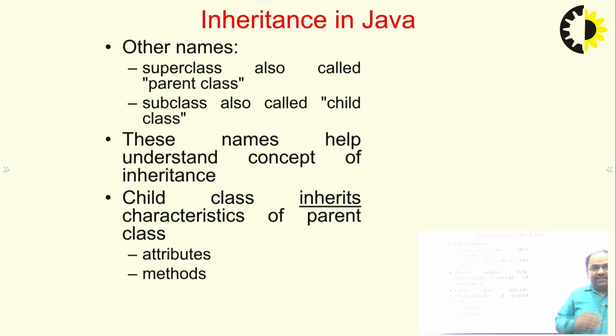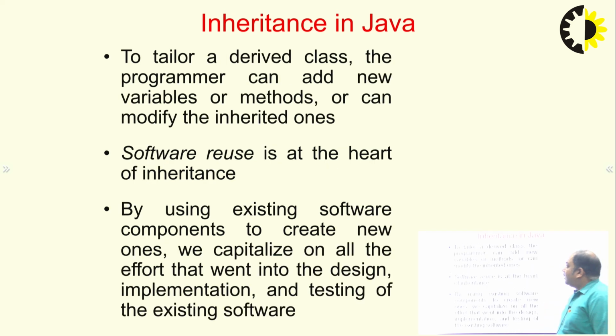So in inheritance, the other names are superclass and subclass. Superclass is called a parent class and the subclass is called the child class, and other names for them are base class and derived class. These names help to understand the concept of inheritance, as the child inherits the characteristics from its parent class. The characteristics means some attributes, some methods, some functions.